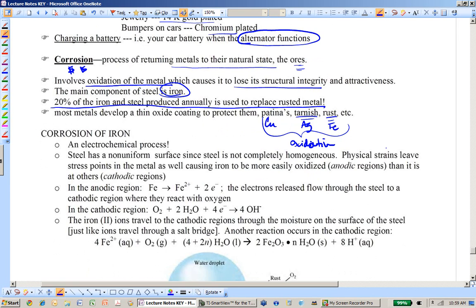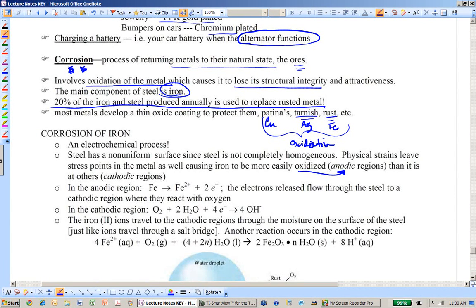So corrosion of iron, let's talk about that one a little more, since that one does have industrial proportions and industrial significance in this country in particular. It is an electrochemical process. Steel has a non-uniform surface, since it is an alloy, which is like a solution of metals, if you prefer, a solution of solids. The surface is not completely homogeneous, so physical strains leave stress points in the metal, as well as causing iron to be more easily oxidized. Oxidation, the anode, occurs in the anodic regions of this piece of steel rather than in the other regions, which would be cathodic.